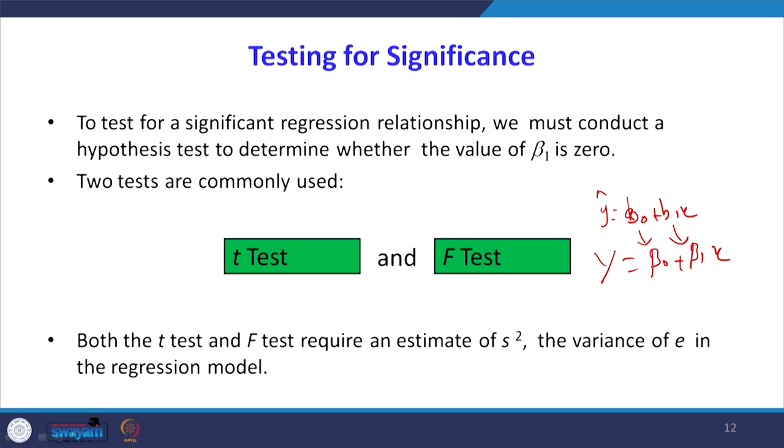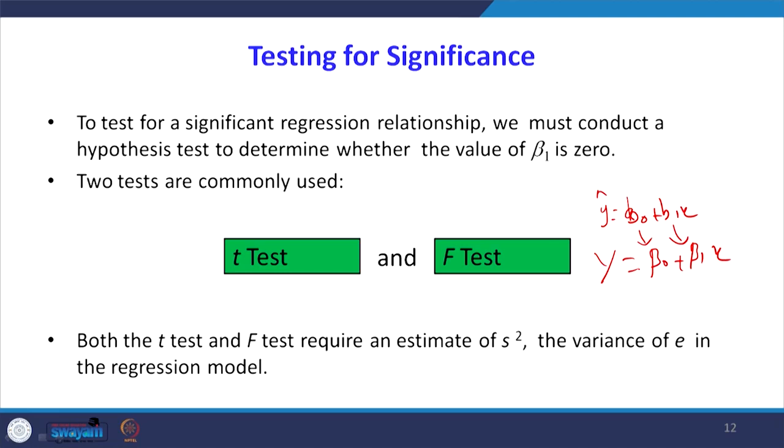To test for a significant regression relationship, we must conduct a hypothesis test to determine whether the value of beta 1 is 0. What will happen if beta 1 is 0? There is no relation between x and y at the population level, but there is a possibility that there may be a relation between x and y in the sample data. It is not necessary that even at the population level there will be a relation between x and y. So, that testing can be done by two methods, one is a t-test, another one is an F-test.